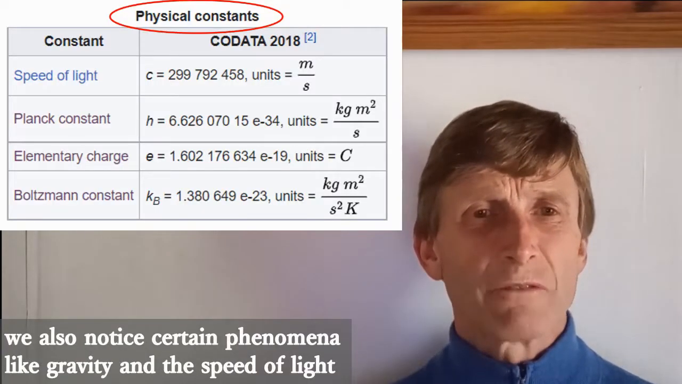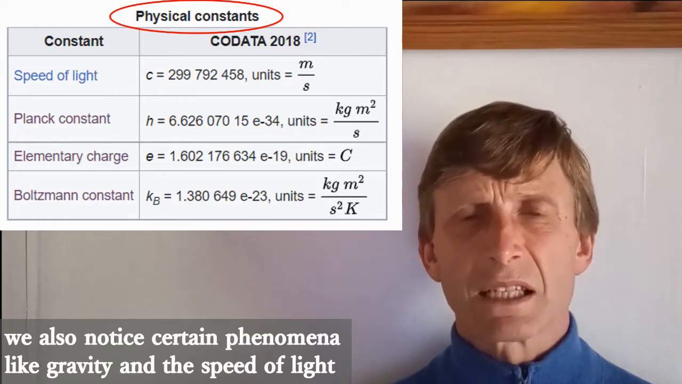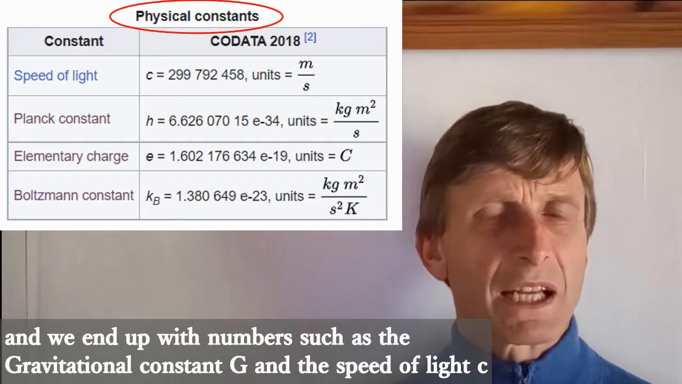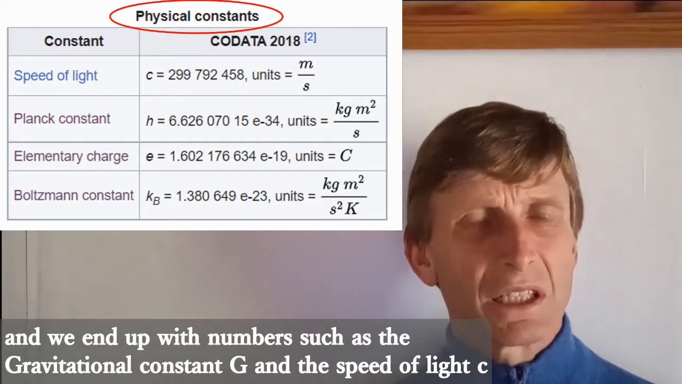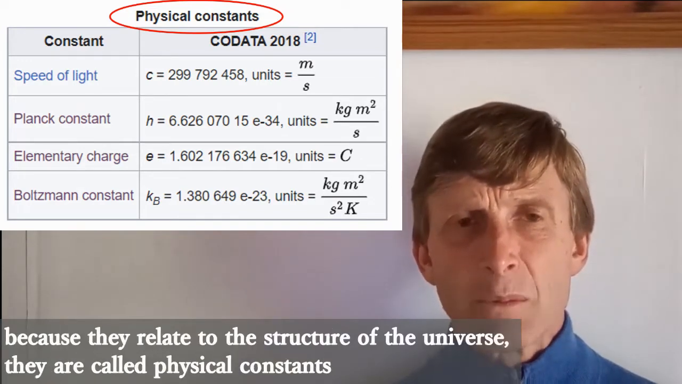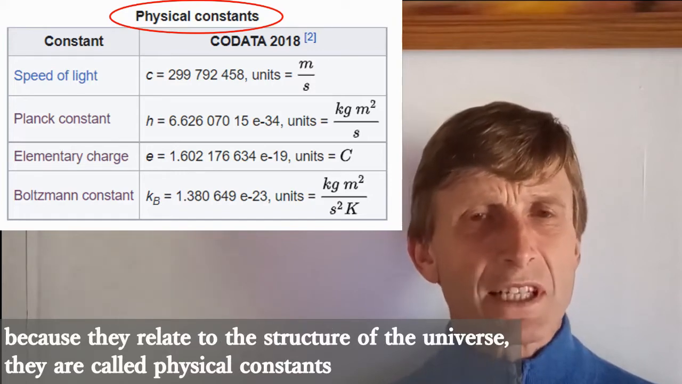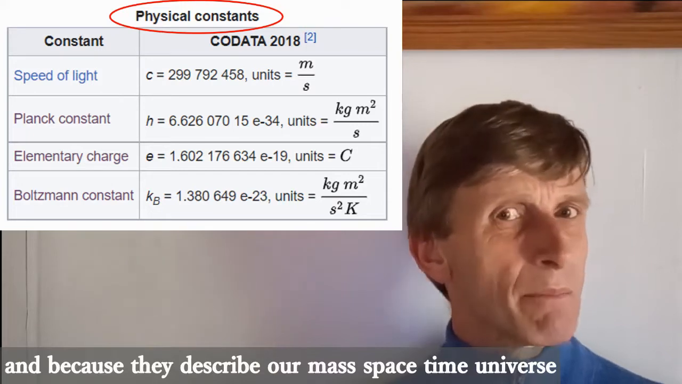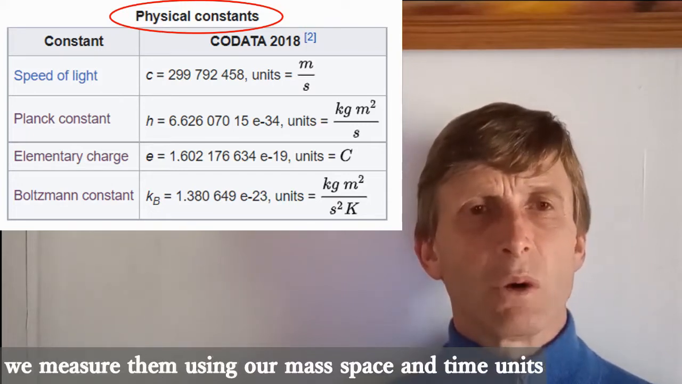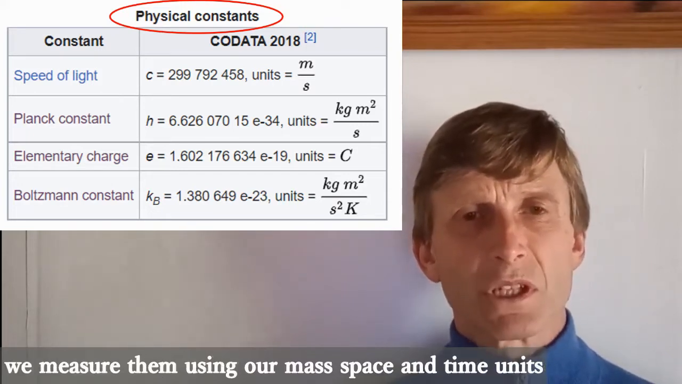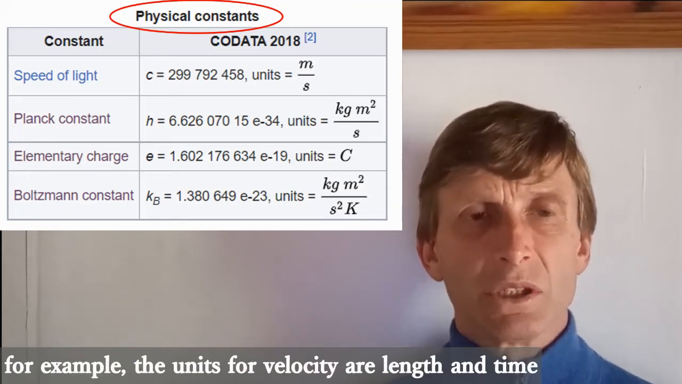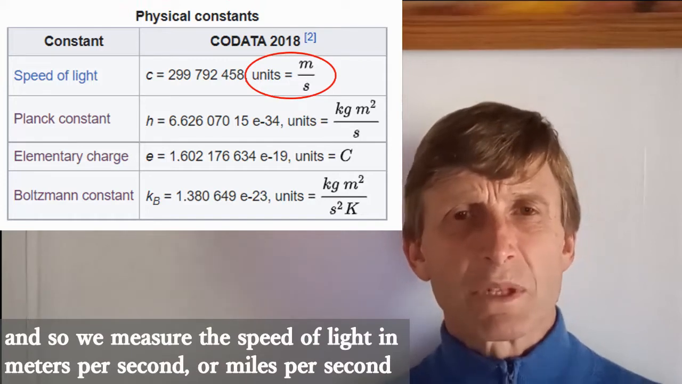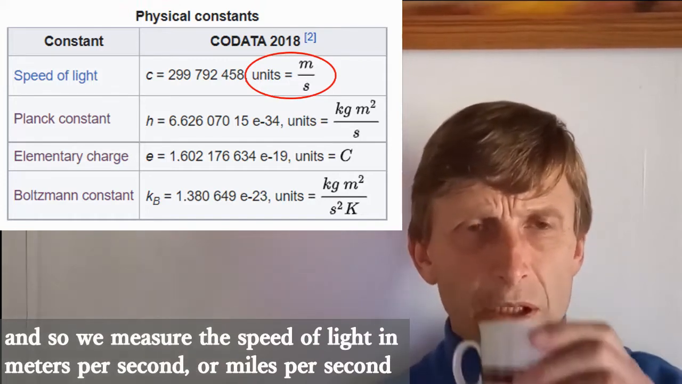We also notice certain phenomena like gravity and the speed of light. These don't change, so we call them constants. And we end up with numbers like the gravitational constant G and the speed of light c. Because they relate to the structure of the universe, they're called physical constants. And because they describe our mass, space, time universe, we measure them using our mass, space, time units. For example, the units for velocity are length and time, and so we measure the speed of light in meters per second or miles per second.